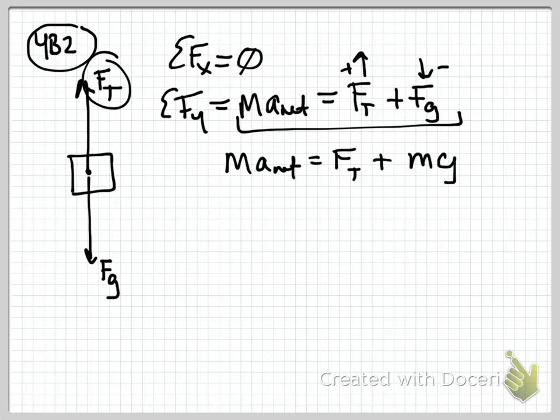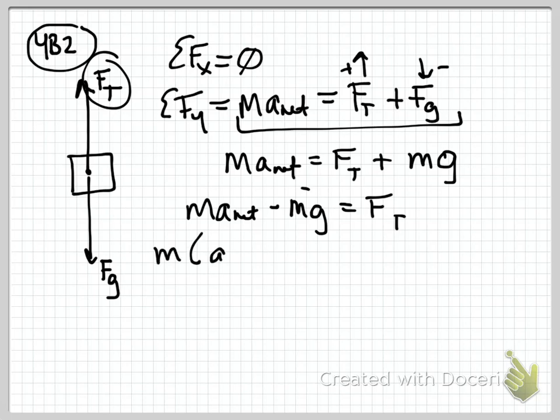What we're interested in is the force of tension, so we can now rearrange to get Ma net minus mg equals force of tension. Of course, don't forget that's going to be a negative number, so we're going to be subtracting a negative, in essence, adding it. We can factor out the mass, and we get mass times A net minus mg, and of course we're actually going to be adding that, but we're subtracting a negative, is equal to the force of tension.